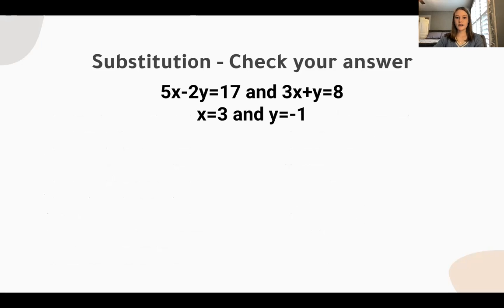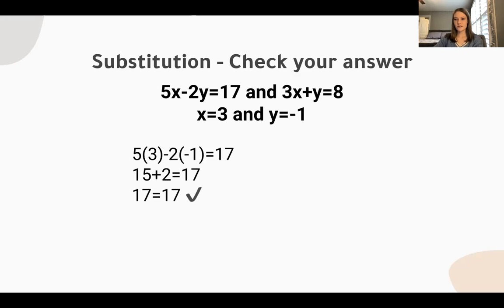To do this, you'll plug 3 in for x and negative 1 in for y into both of the equations. It's always best to do both the equations because sometimes your answers will work for one equation and not the other. But in order for the answer to be right, they should work for both equations. So plugging it into the first equation, we'll get 5 times 3 minus 2 times negative 1 equals 17. So 15 plus 2 equals 17 and 17 equals 17. That means it works for the first equation.